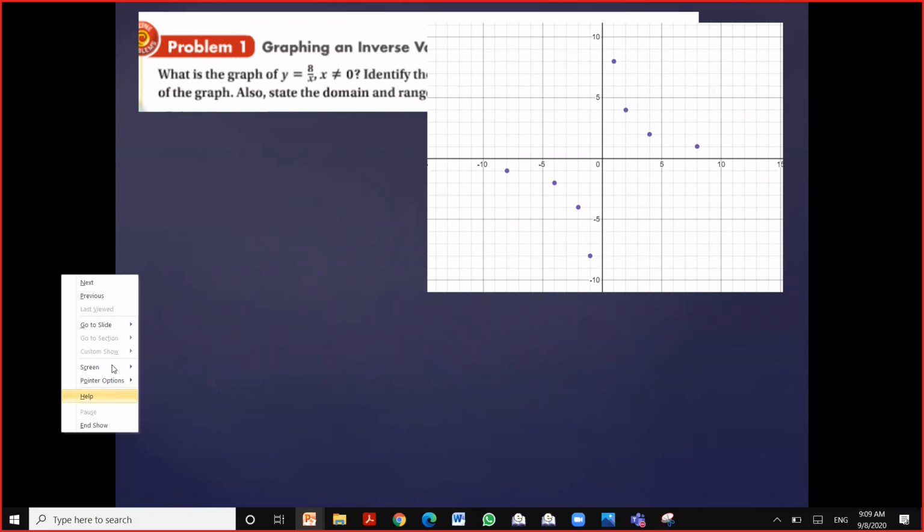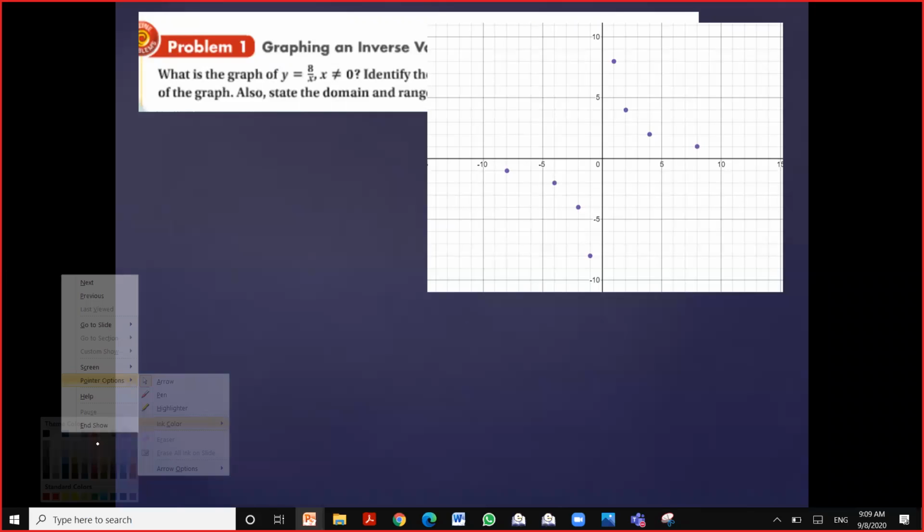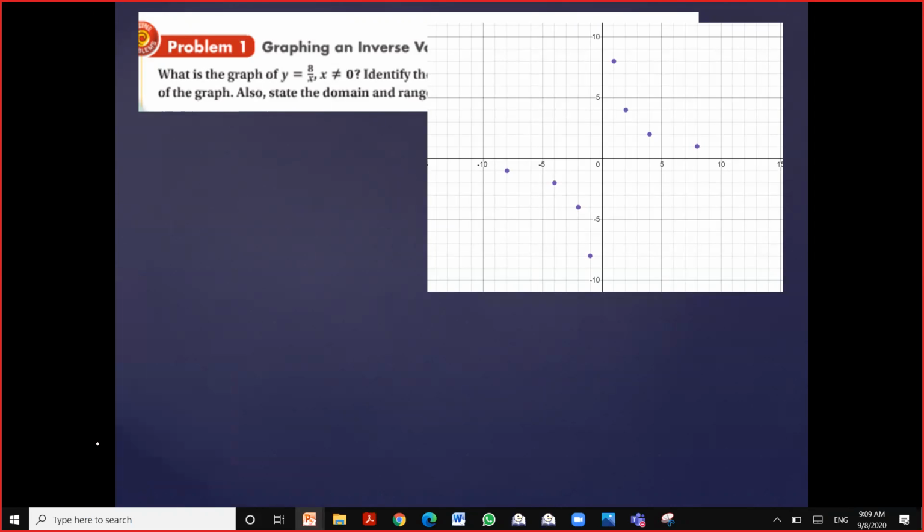After we plot the points, we connect them to see what the graph will be. After you connect them, it will be like this, and like this. As you noticed, it will not touch the x and the y axis. So this is now the graph of 8 over x.